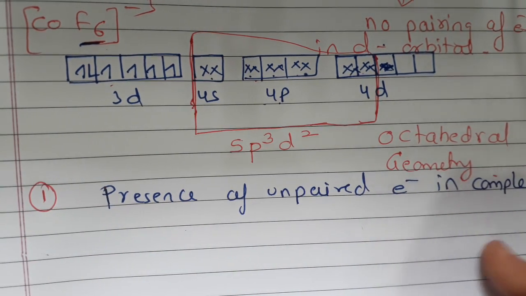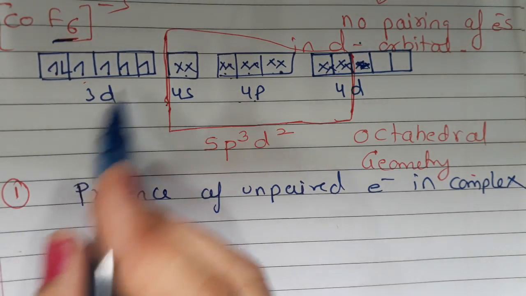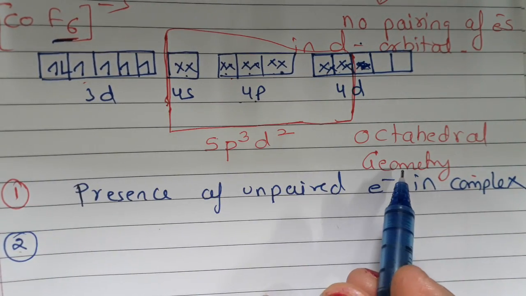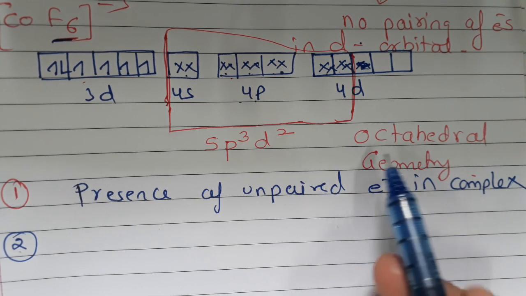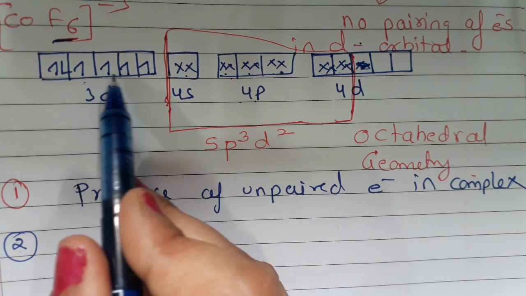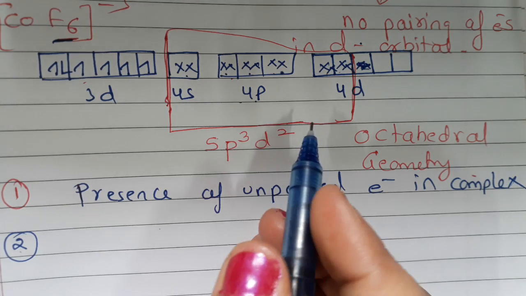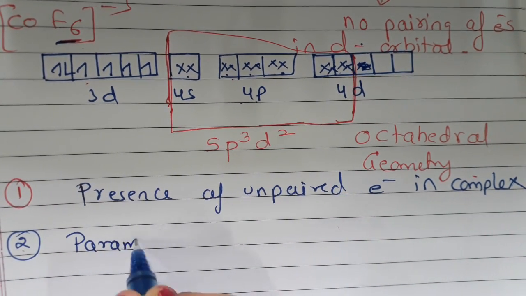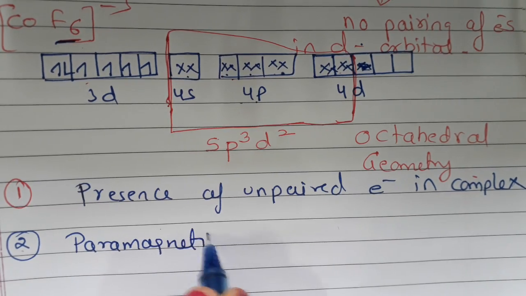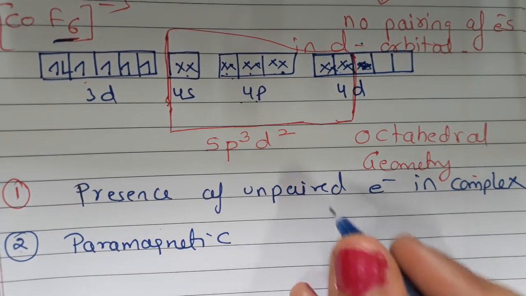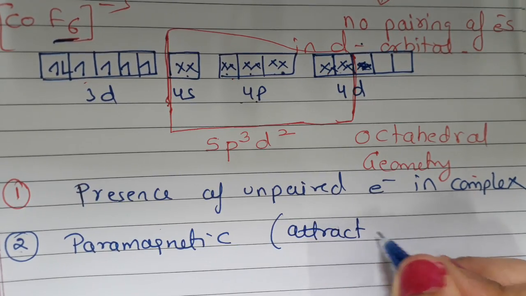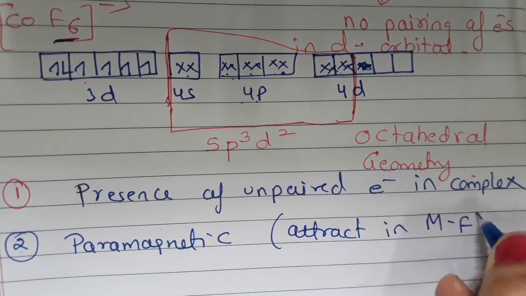Okay, in the complex. So what will happen if unpaired electrons are there? If unpaired electrons are there and this complex is kept in the magnetic field, all these electrons will be attracted towards the magnetic field. Okay, so we say that this is paramagnetic complex. What is paramagnetic? Paramagnetic means it is going to be attracted in magnetic field.